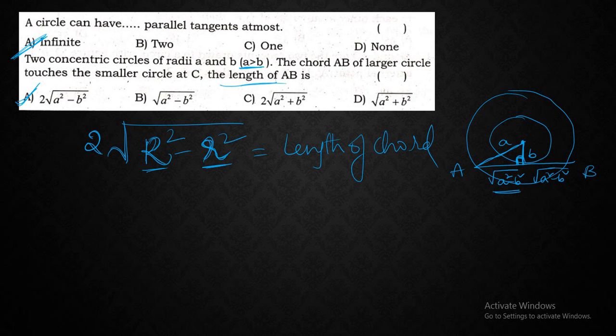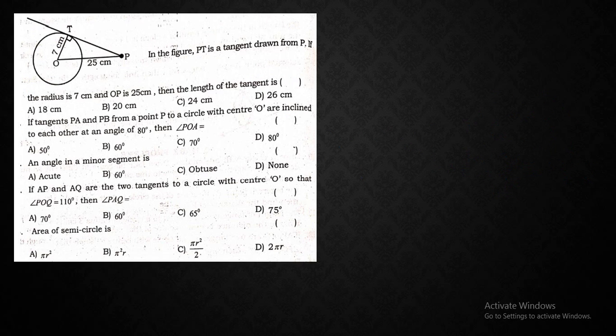So into 2 means, so this part is 1 and this is 2. So 2 times of root capital R square minus small r square. So remember this formula, right? Next, moving on to one more question.